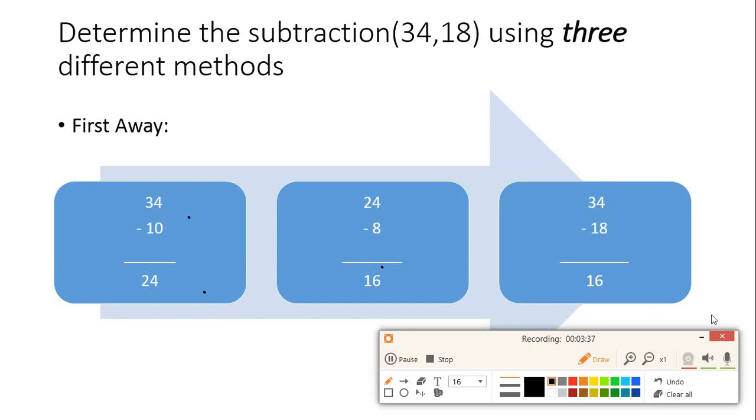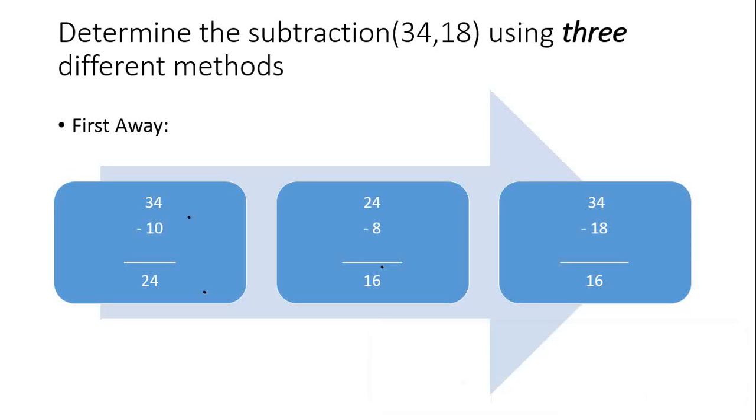So 24 minus 8, we have to borrow from the 2, which makes it 14 minus 8, which is 6, and then we're left with 1. So the answer will be 16.